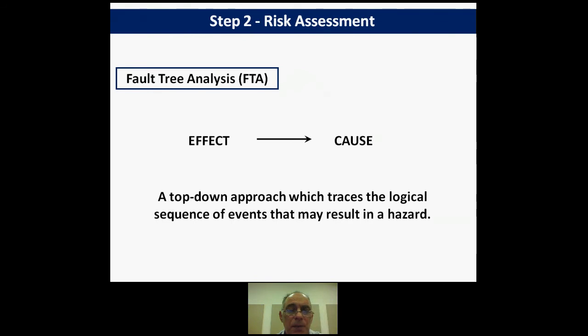Usually we don't know the frequency of the occurrence, in other words, the effect, but if we know the probabilities or the frequencies of the causes that lead to that effect, then we will be able to find the probability or the frequency of the effect itself. In other words, of an undesired event, such as an accident.